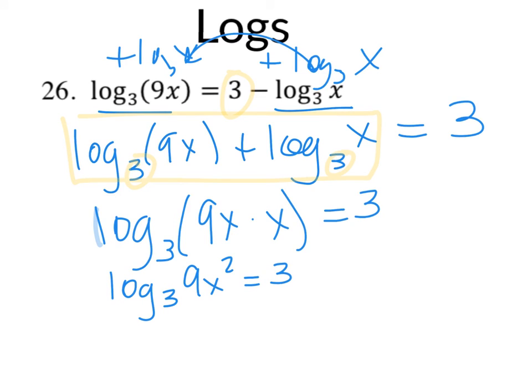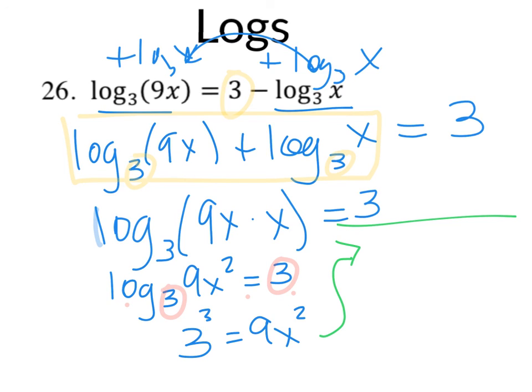And again, to solve a log equation, we have to write it as an exponent. So there's the base, there's the exponent, because the log is the exponent, right? So let's write that down. We have 3 to the 3 equals 9x squared. I'm out of room, so I'm going to come up here, and that gives us 27 equals 9x squared. Divide both sides by 9. 3 equals x squared. And we're going to take the square root of both sides.